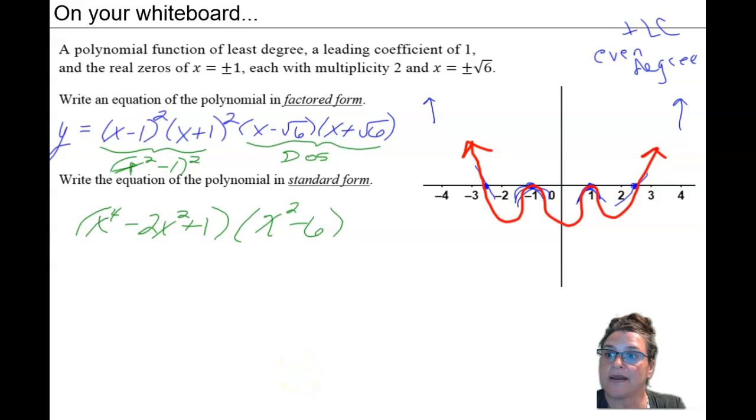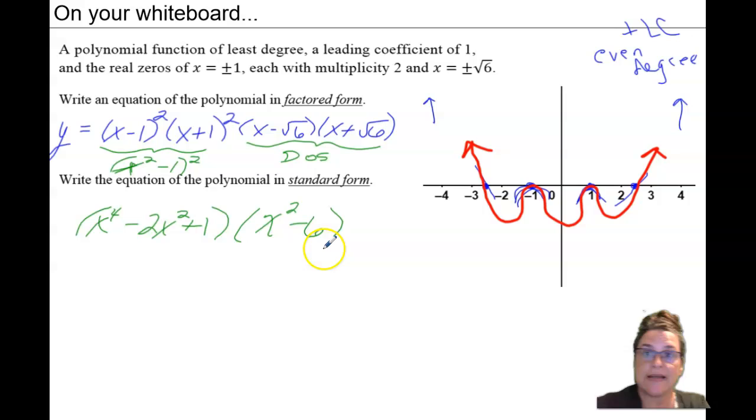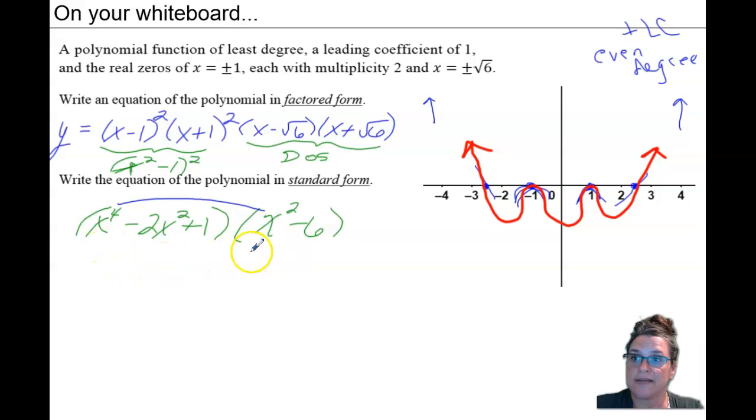And then I need to expand this by doing some repeated distributing. So x to the 4th times x squared. When you multiply the same base, you add the exponents. And so now I'd have y equals x to the 6th, right? X to the 4th times x squared. Then x to the 4th times a negative 6 is going to be minus 6x to the 4th.